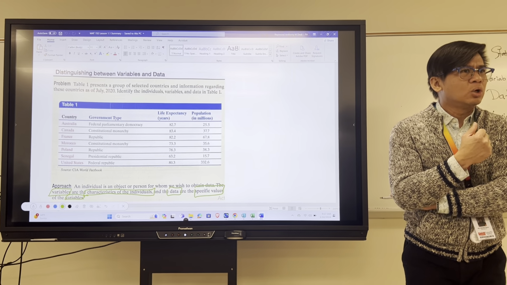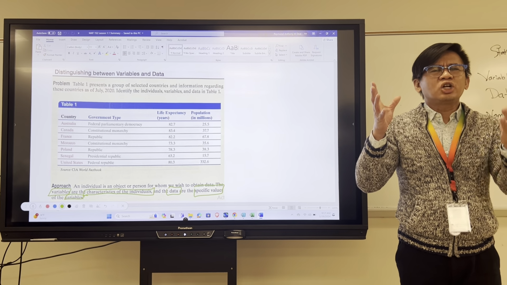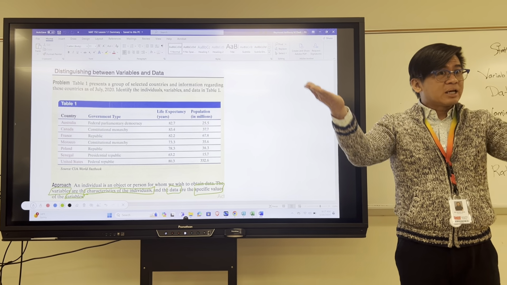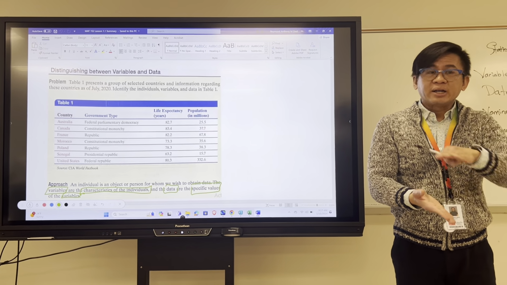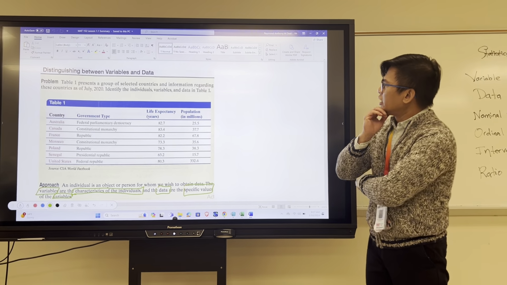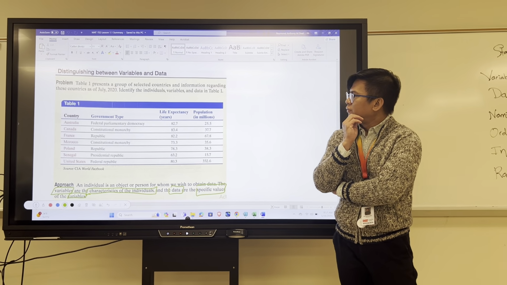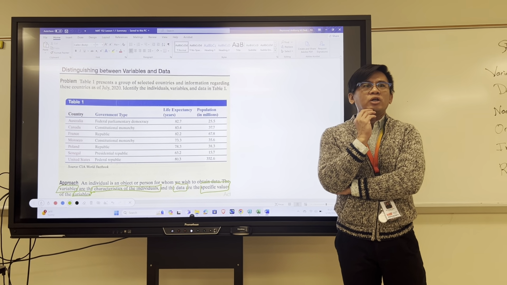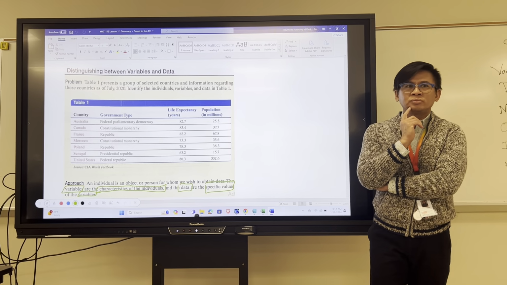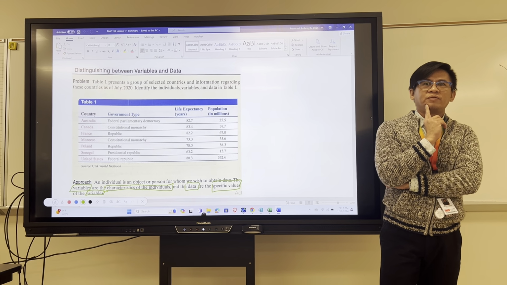Good? Get it? So we can say that in terms of a Venn diagram, if this is the set of variables, inside it are the data for each of the variables, right? So in here, can you give us an example of a variable? Anyone who can give us a type of variable?